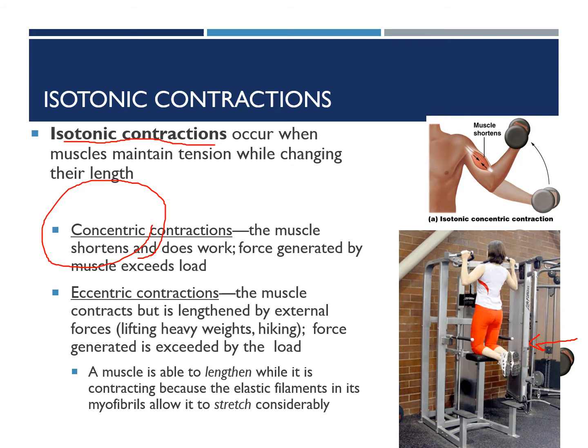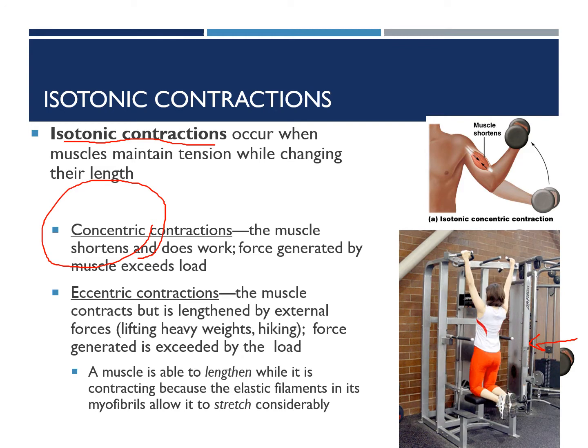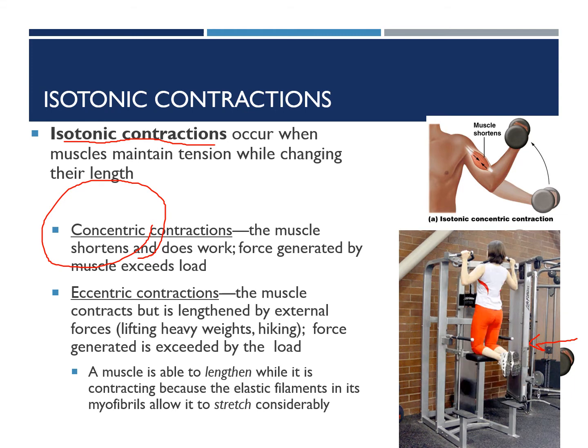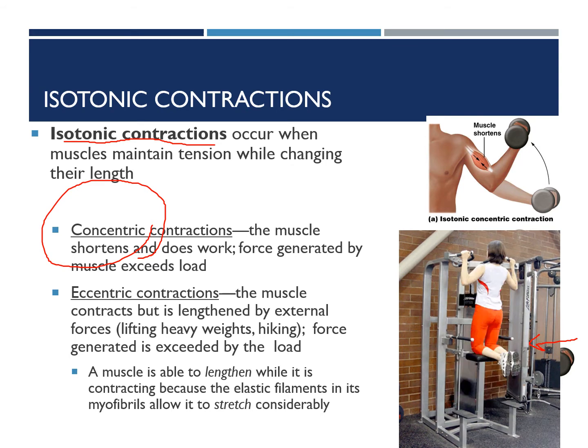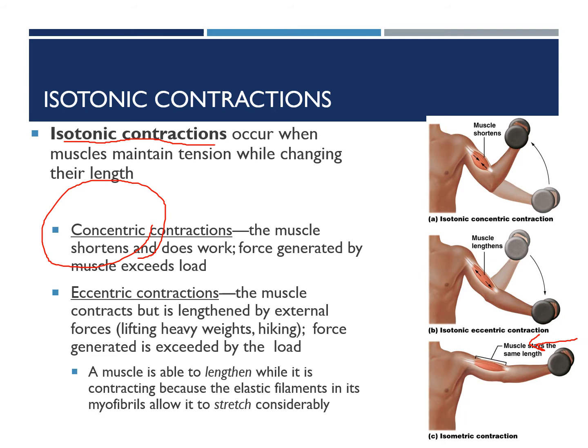I contracted my muscles to try to keep from falling off the machine, but I couldn't hold myself up. I could not overcome the load in this case, so the load would have been the weight of my body. My body was too heavy, and my muscles were not strong enough. So my muscles actually started lengthening as my body sank down back towards the floor. My triceps were still doing work, my biceps were doing work, but at the same time they were lengthening. This type of contraction is called an eccentric contraction.